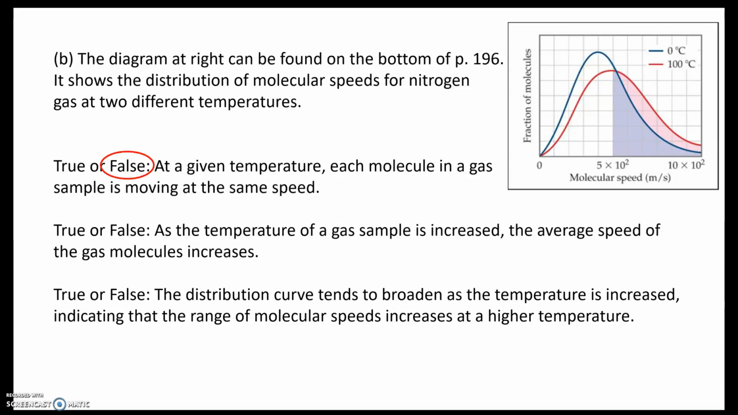The answer to that question is false. We have a distribution of speeds inside a sample, even if the sample is pure nitrogen. We would expect to see a distribution of speeds. Not every molecule is going to have the same energy, therefore it won't be moving at the same speed.